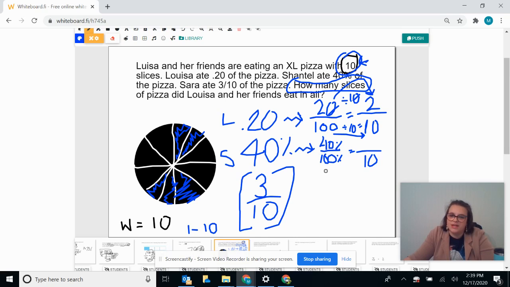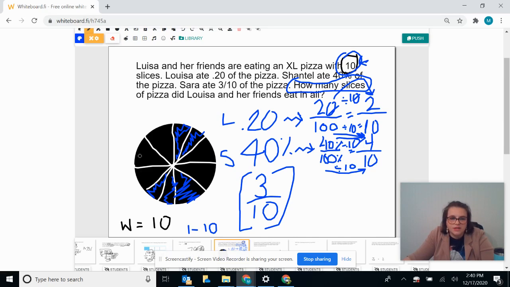And now I just do the same thing. I divide 100 to 10 is dividing by 10. 100 divided by 10 equals 10. And now I just have to do 40 divided by 10 equals 4. Okay? So Chantel ate 4 pieces.